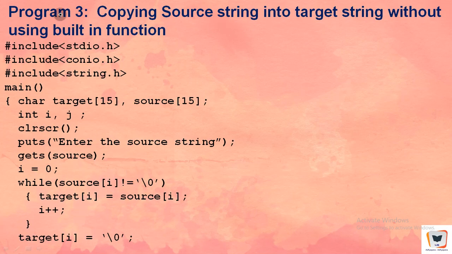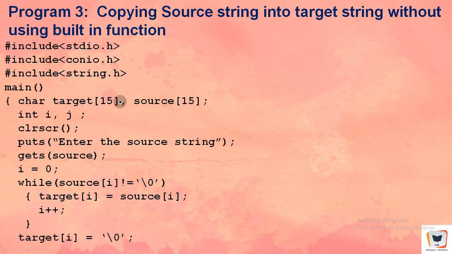Okay, program 3, copying source string into the target string without using built-in function. Here exactly we need to write some program. Okay, this is real work. stdio.h is included, conio.h is included in order to use the getch key, in order to hold the answer for a while on the screen. string.h is included, it should necessarily be included.